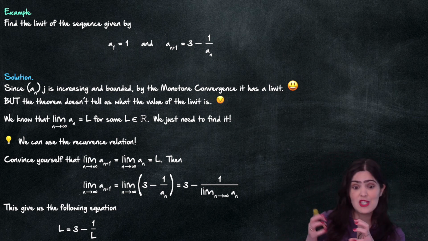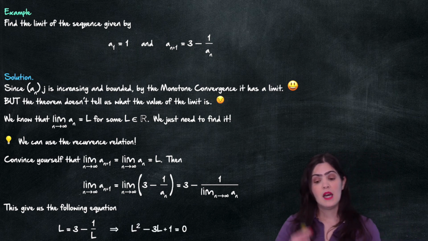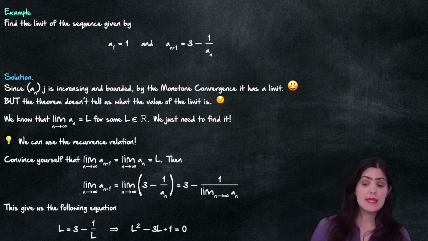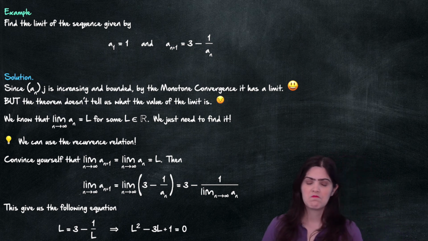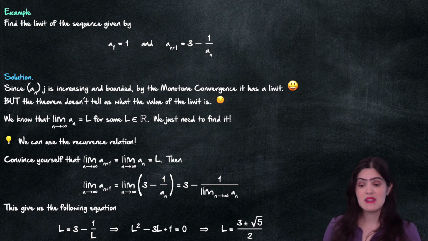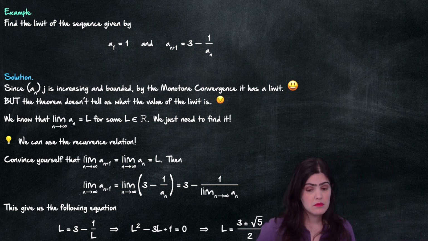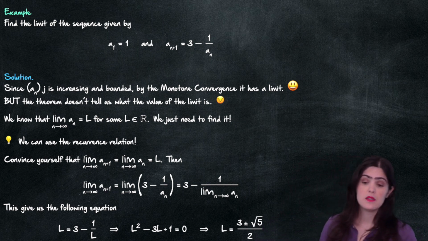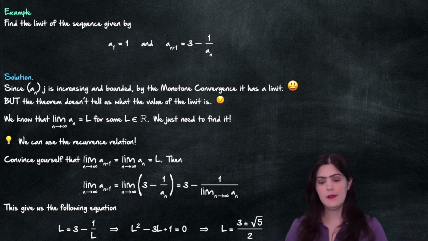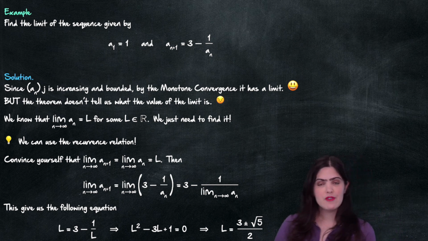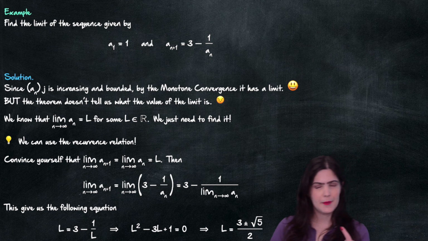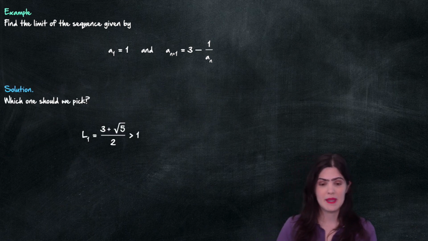We end up with L is equal to 3 minus 1 over L. Now let's massage this expression a little bit. And we obtain this equation here, L squared minus 3L plus 1 equals 0. This is something that we know how to solve pretty well. It tells me that L is 3 plus minus square root of 5, over 2. Okay, very good. But we have two options, and the limit is unique, so we should pick only one. Which one should it be?